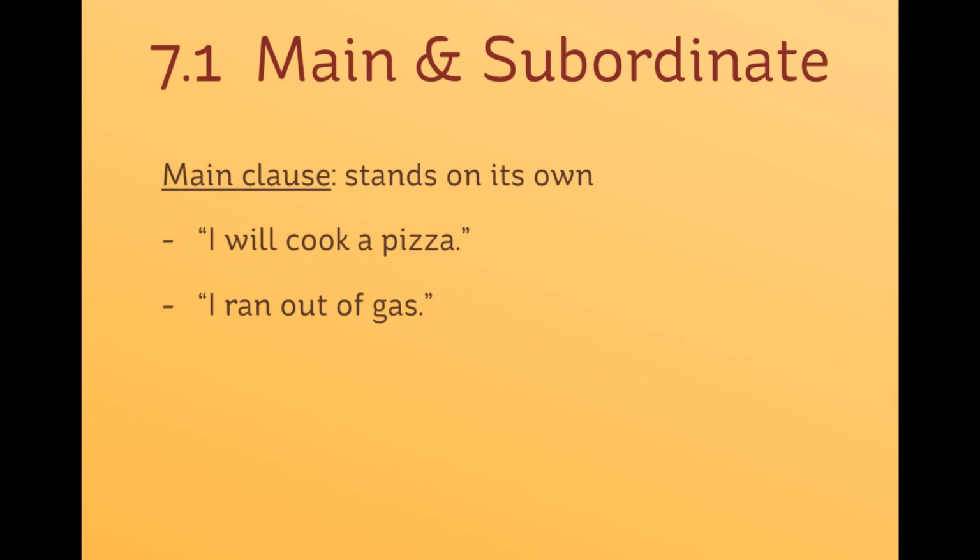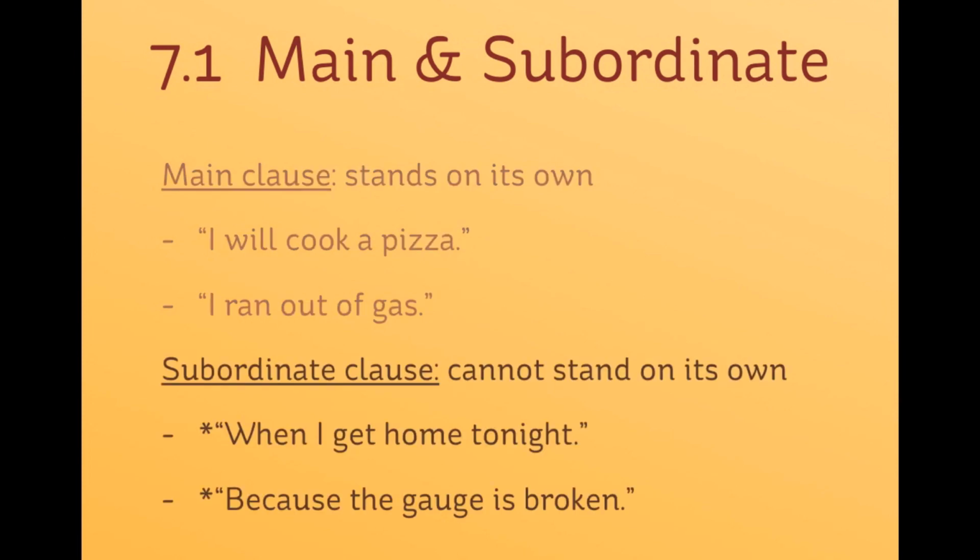You can say it out of the blue and it sounds totally grammatical, like, I will cook a pizza, or I ran out of gas. A subordinate clause, on the other hand, cannot stand on its own. If you say it out of the blue, it sounds incomplete. It sounds ungrammatical, which I have marked by an asterisk. So you can't just say out of the blue, when I get home tonight. You can't just say out of the blue, because the gauge is broken.